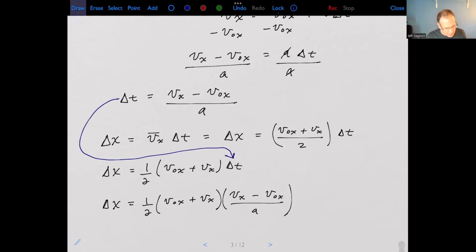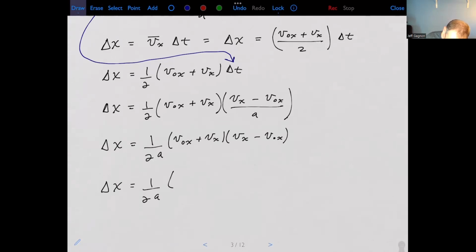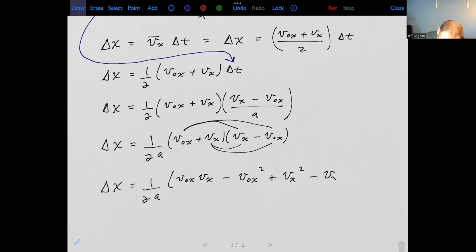And then I'm going to have to work this out. I guess I can bring out that a, right? So I have 1 over 2a. And then I'm going to have to FOIL that numerator. So if I FOIL that, I have 1 over 2a. Then first times first, I'm going to get v naught x times vx. Then outer terms, I'm going to get minus v naught x squared. Then inner terms, I'm going to get plus vx squared. And then last, I'm going to get minus vx v naught x.